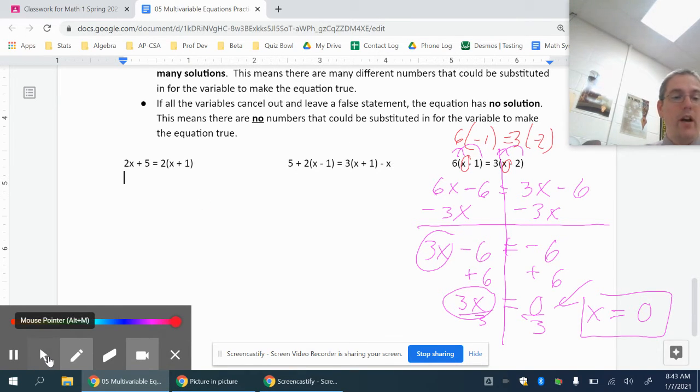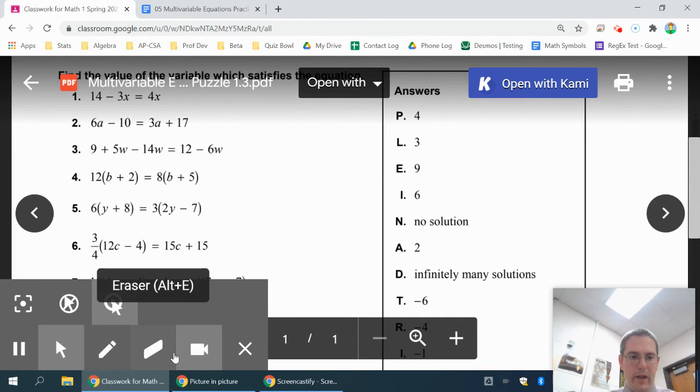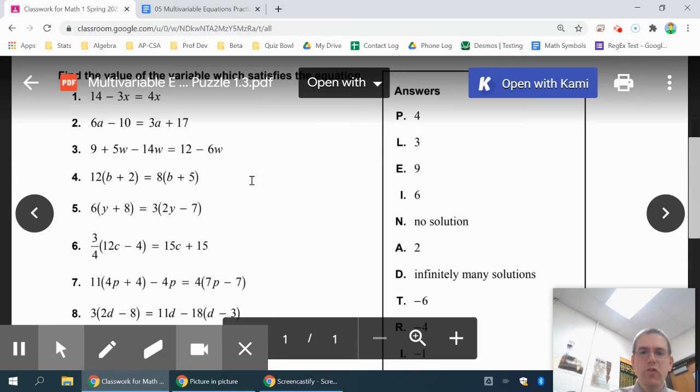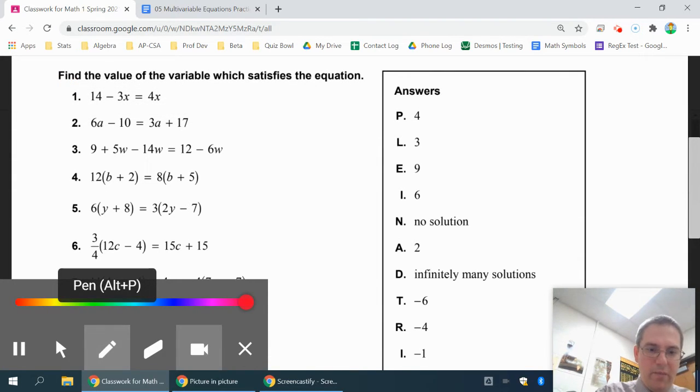I'm going to work a couple more examples on your matching worksheet just to make sure you know how to do that. So you might want to pause the video and pull that up. So I'm going to go ahead and try to show you how to do number 7. Just skip down and try 7.